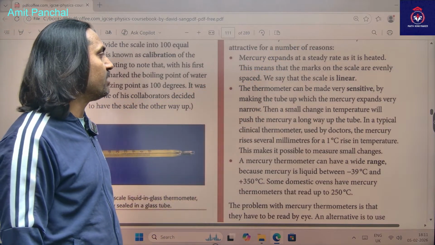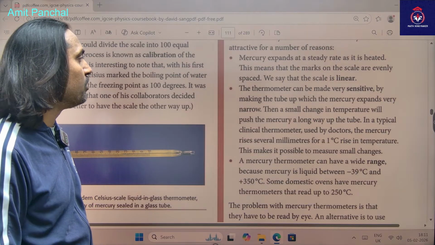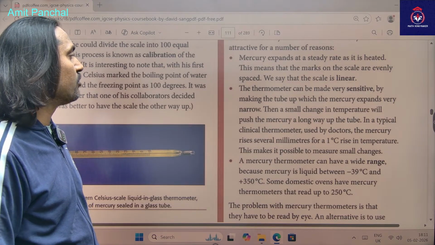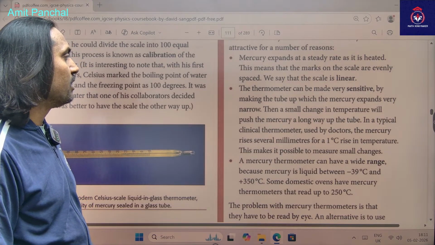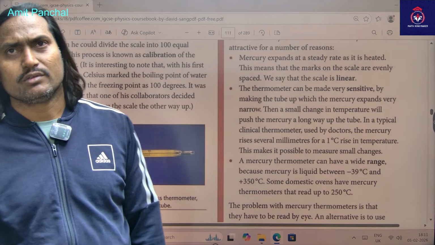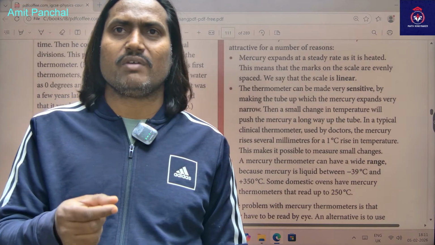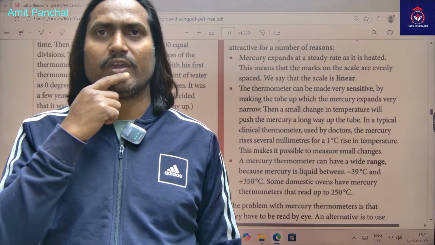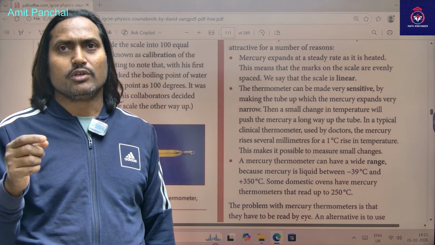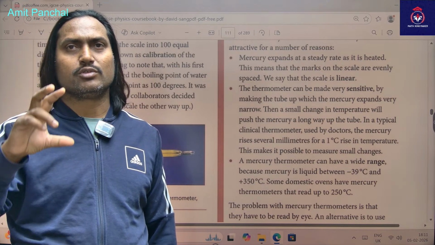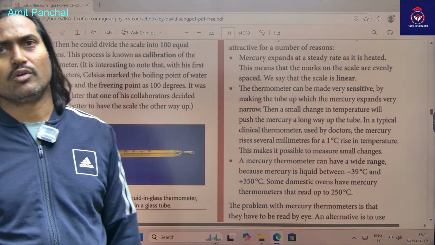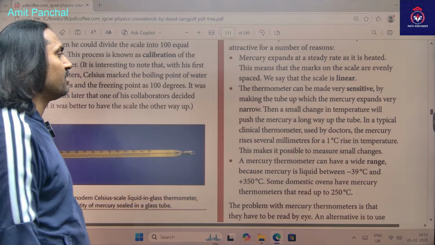The thermometer can be made very sensitive by making the tube, up which the mercury expands, very narrow. Then a small change in temperature will push the mercury a long way up the tube. If you want to make it very sensitive, you need to make a very long, thin tube. So your mercury will go very far up, and for a change of 1 degree centigrade, you can see it clearly. So you can make it sensitive.